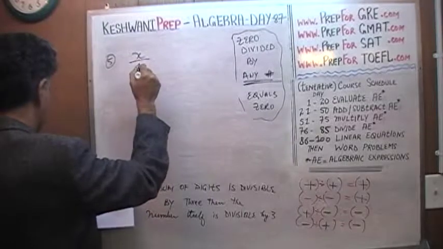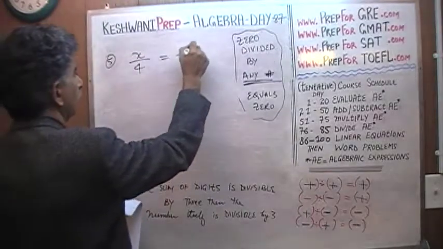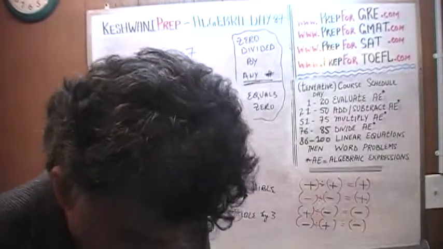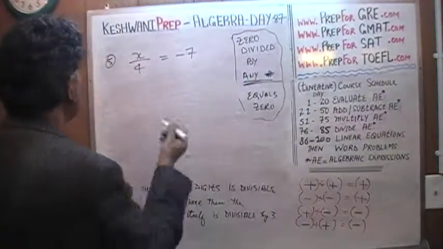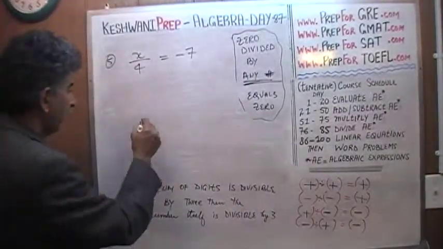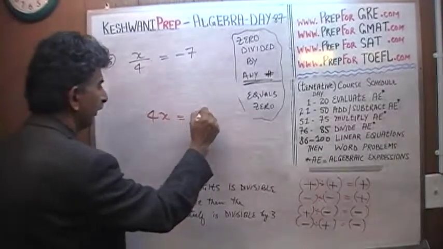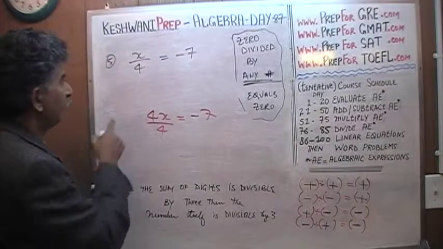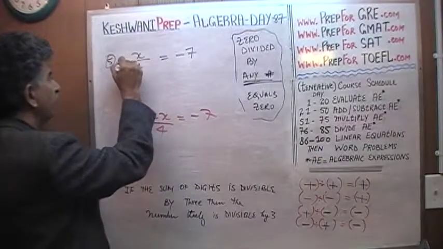x over 4 equals negative 7. Now this is a tricky one. Pay attention. Now the 4 appears in the bottom. How do I get rid of this 4? See, before, had it been 4x equals negative 7, we would have divided by 4. But here we have to do the opposite. 4 appears in the bottom, which means we have to multiply by 4.